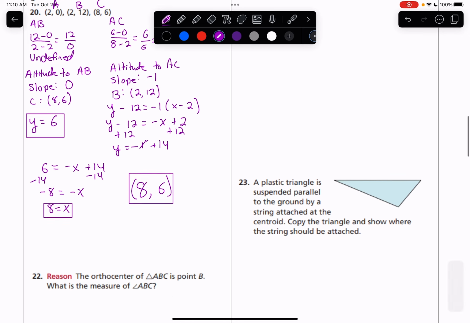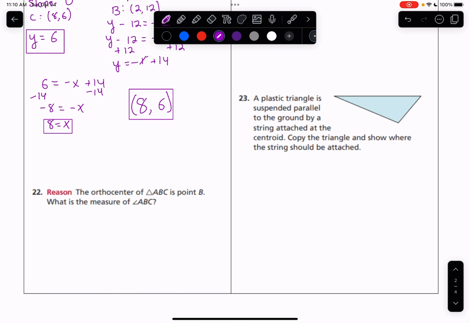All right, next. The orthocenter of ABC is point B. What is the measure of angle ABC? So let's make sure that we draw this triangle correctly. I don't know if it's going to be a right triangle. Let's see. The orthocenter is on point B. So if it's A, B, C, then indeed the orthocenter, where the lines perpendicular to each of the sides meet, is at point B, which is the right angle of our triangle. So that is 90 degrees.